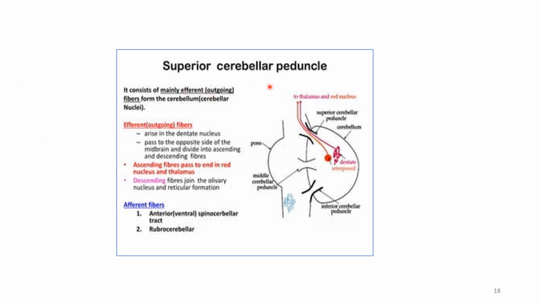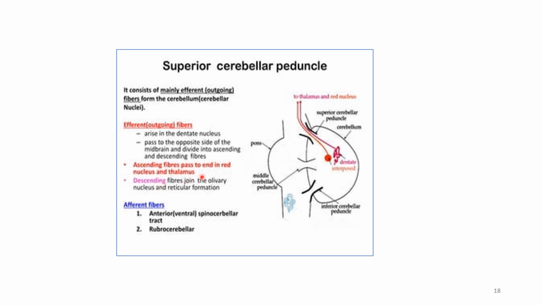Coming to the superior cerebellar peduncle. It is mainly the efferent connection from the cerebellum to the midbrain. So it is connected through the superior cerebellar peduncle, which is mainly efferent, that is, it has outgoing fibers. It consists of efferent fibers, mainly arising from the dentate nucleus, which pass to the opposite side of the midbrain, and then divide into ascending and descending fibers.